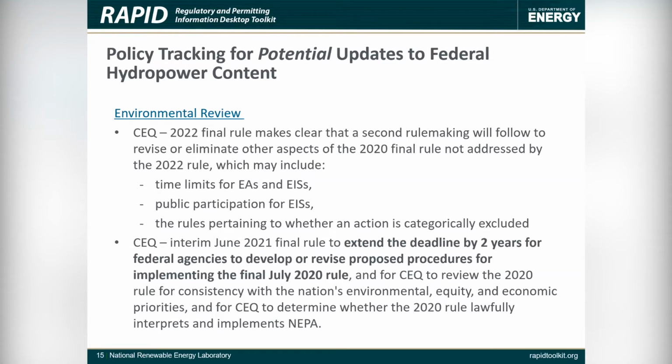And in addition, the CEQ had published an interim June 2020 final rule extending the deadline by 2 years for federal agencies to develop or revise proposed procedures for implementing the final July 2020 rule. And we will track those agency rules as they are promulgated. Next slide, please.